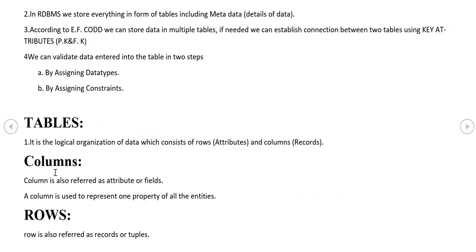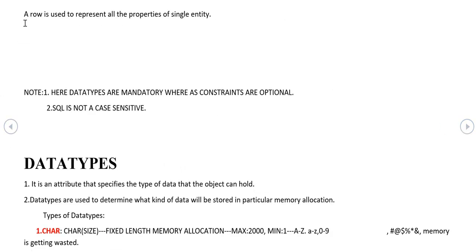As I discussed, table columns and rows are clear. All the properties of an entity are clear. Here, you may get these two questions as interview questions, that's why I mentioned in the note: why are data types mandatory, and why are constraints optional? You may get one more question: is SQL case sensitive? Obviously, it is not case sensitive.